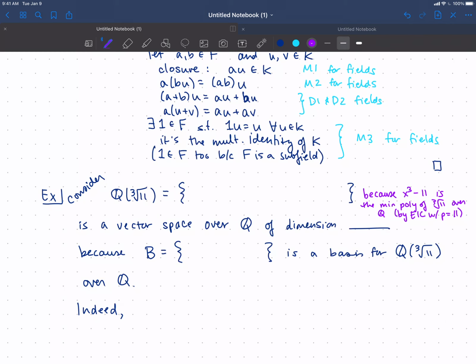And what that means is that we take A plus B cube root of 11 plus C cube root of 11 squared. We go up to the degree of that polynomial minus 1. Those are our elements where A, B, and C are rational.